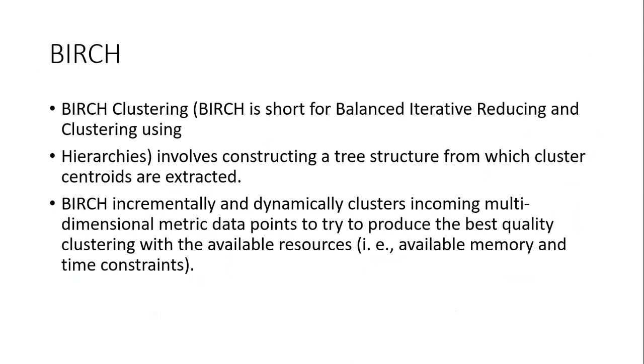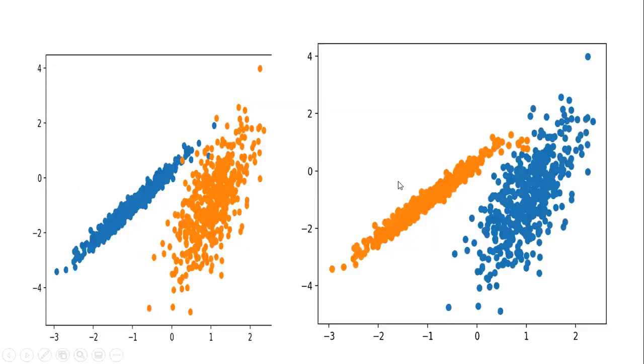BIRCH involves a cluster tree structure from which cluster centroids are extracted. So it should be similar to that, right? Incrementally and dynamically clusters incoming multi-dimensional metric data points to try to produce the best quality clustering with the available resources. So balanced iterative reducing and clustering using hierarchies. So this is sort of an extension of the hierarchical approach, but this is not a very famous algorithm. So again, we construct a tree structure like a dendrogram, but it is more optimized as compared to the agglomerative case or the divisive case.